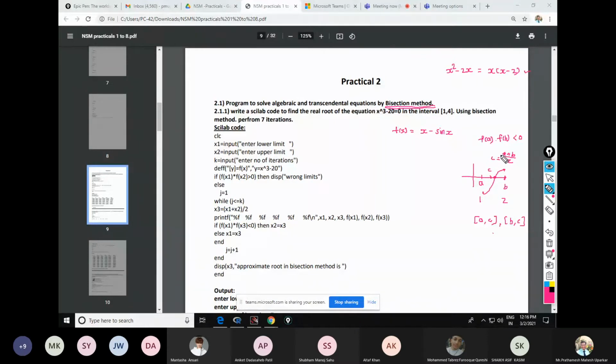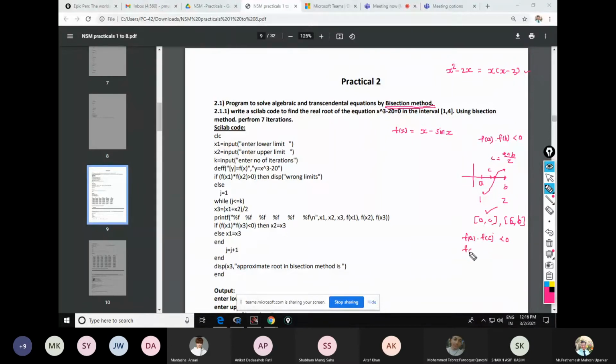How will you divide the next iteration? Whether I have to take A to C or C to B? I will again ask the question. I will check the product f of A into f of C, whether this is negative, then I will take this interval.